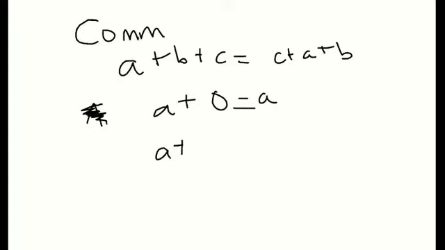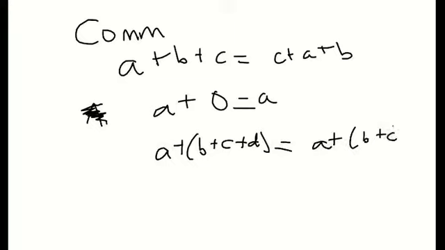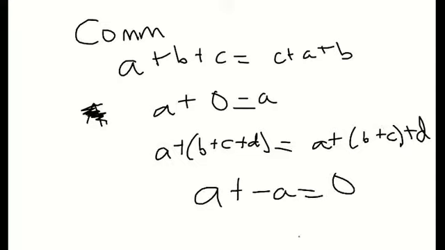Let's say, which property am I showing now? That'd be the associative. And let's say, let's do one more. Which one is that? The inverse property. Alright, let's go and prove one of these, because I bet you think that none of these work.